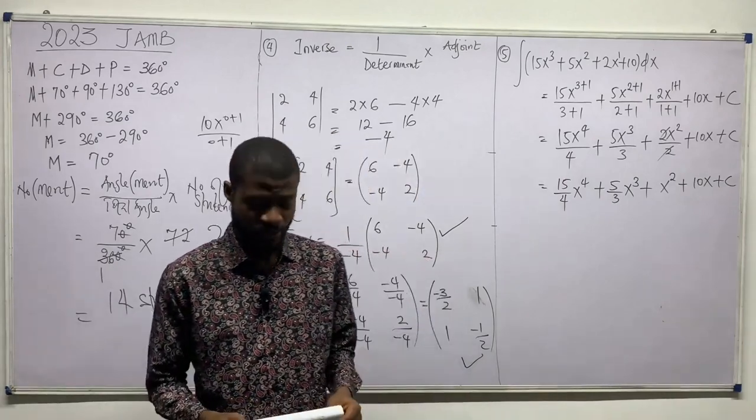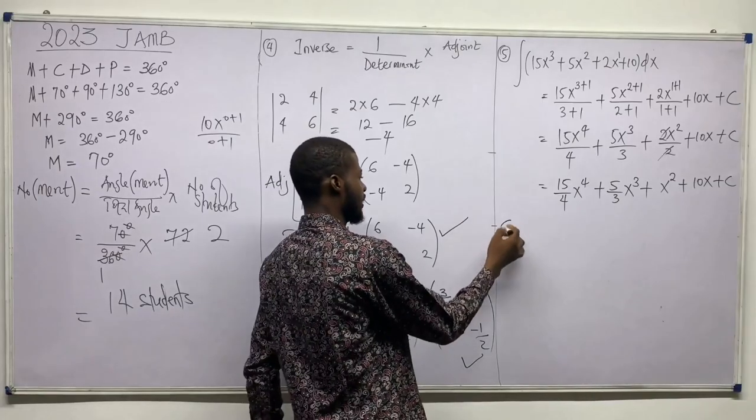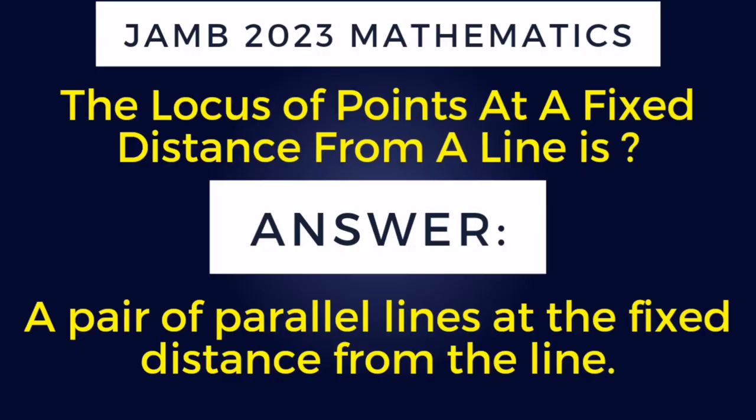You can attempt the question showing on your screen right now. So the answer is right there. Next question, question 6. The locus of points at a fixed distance from a line is dash. Okay, let us look at it this way.